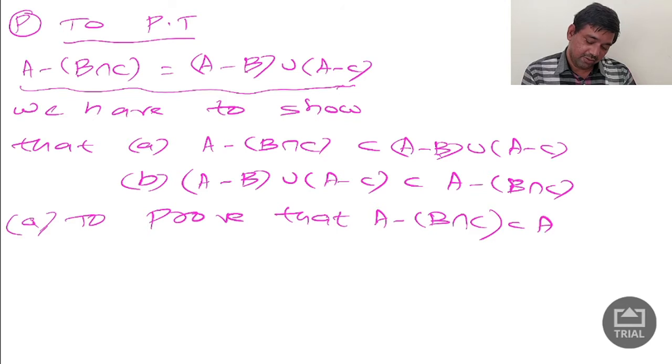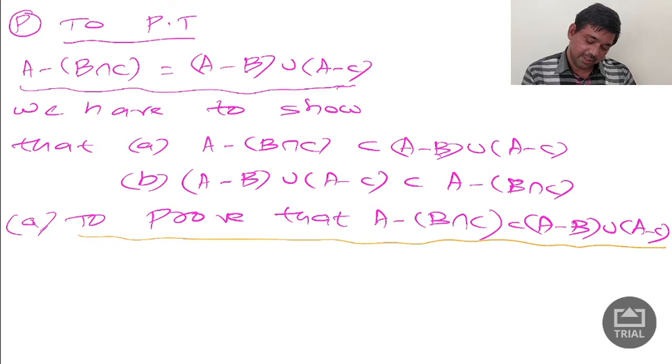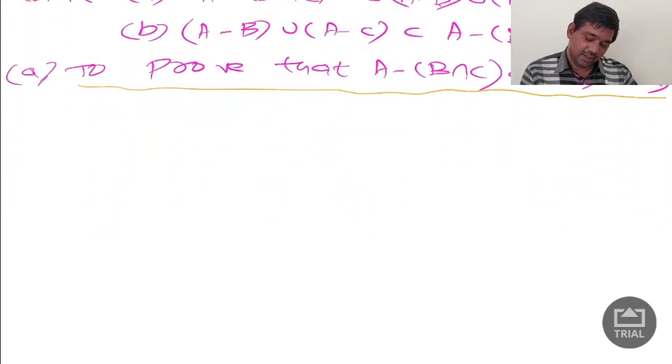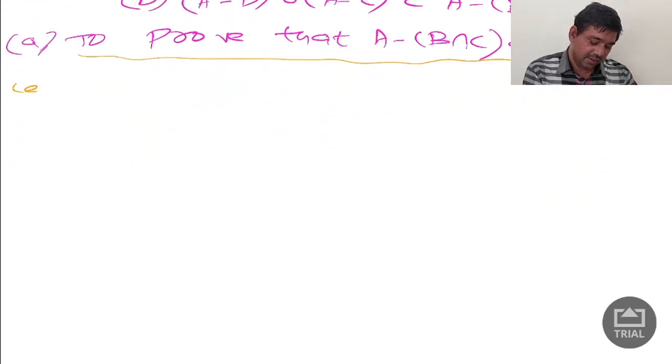a minus (b intersection c) is a subset of (a minus b) union (a minus c). Now this is what you want to prove. Okay, now for this subset, start from the left side. So let small x belong to a minus (b intersection c).